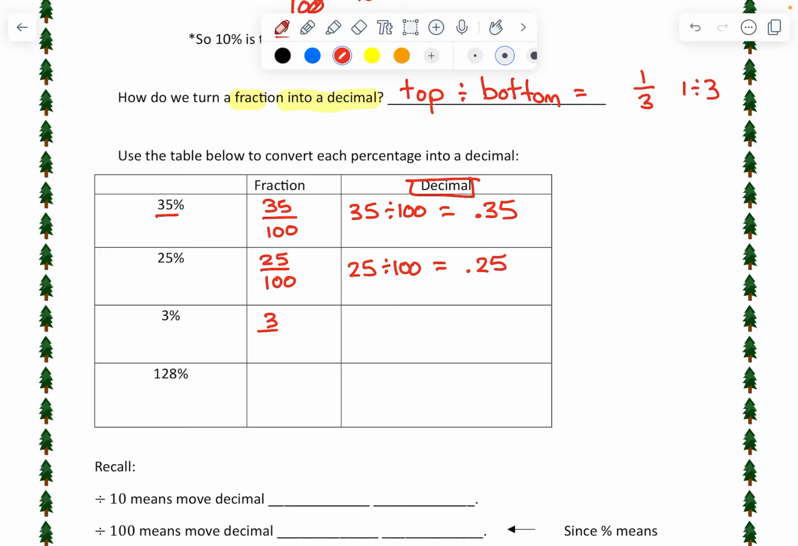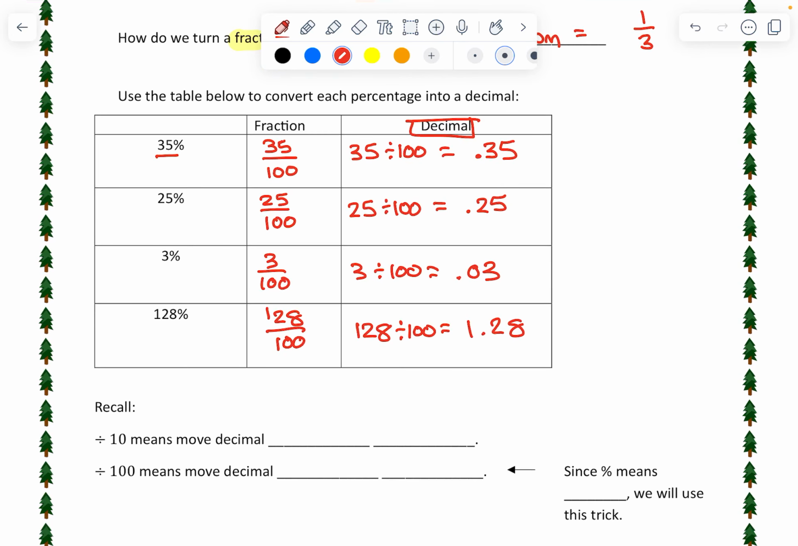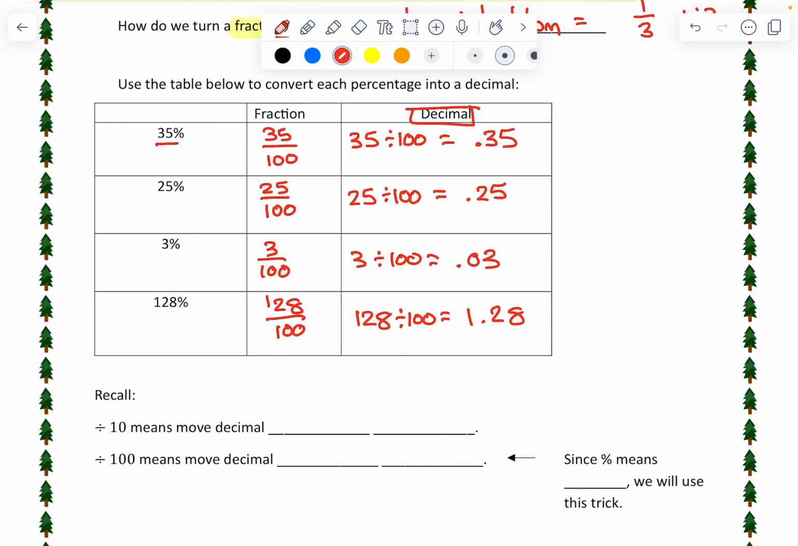And if I keep going here, I'm going to get the same things. All right, so just to speed it up, your calculator would say 0.03 and 1.28. All right, so it's not too terrible to do that. Now, that's a lot of steps to do something that's actually a lot quicker if you just remember the trick.